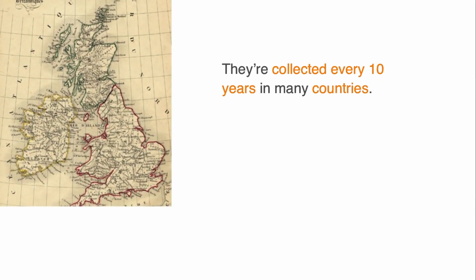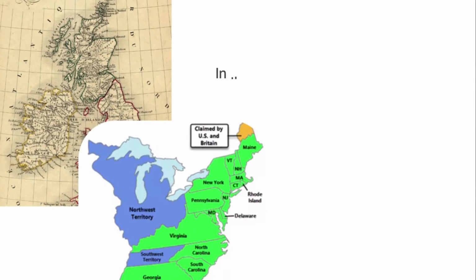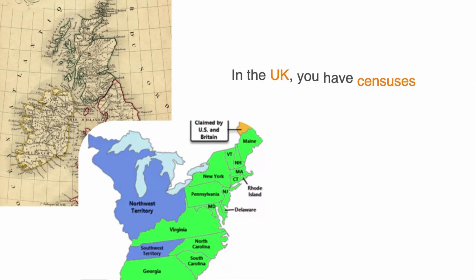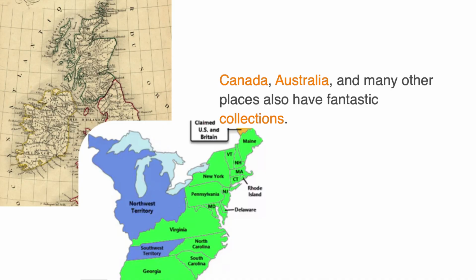They're collected every 10 years in many countries. In the United States, federal censuses began in 1790. In the UK, you have censuses from 1841 onward. Canada, Australia, and many other places also have fantastic collections.